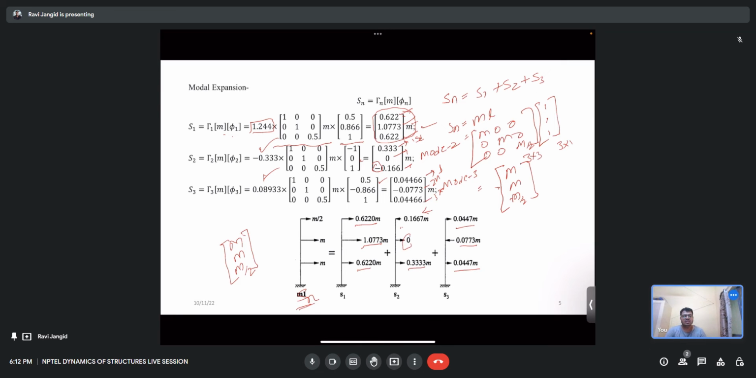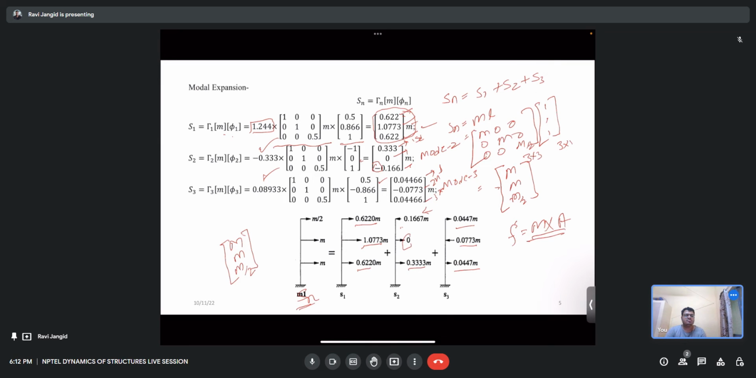So this way, after getting this, this is the distribution of the mass. You can also say this is the modal expansion of the mass. If you multiply corresponding to the acceleration An, from here you can get your equivalent static force, the force corresponding to each mode. So what is your force? That will be mass times acceleration.